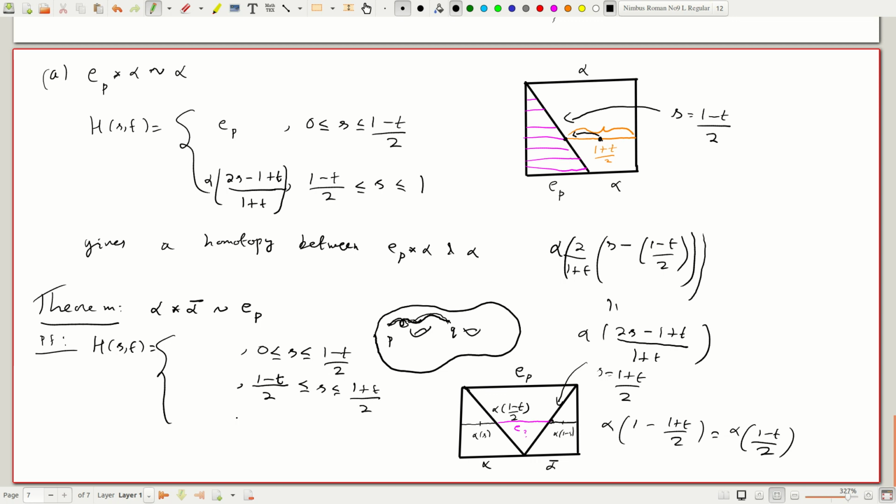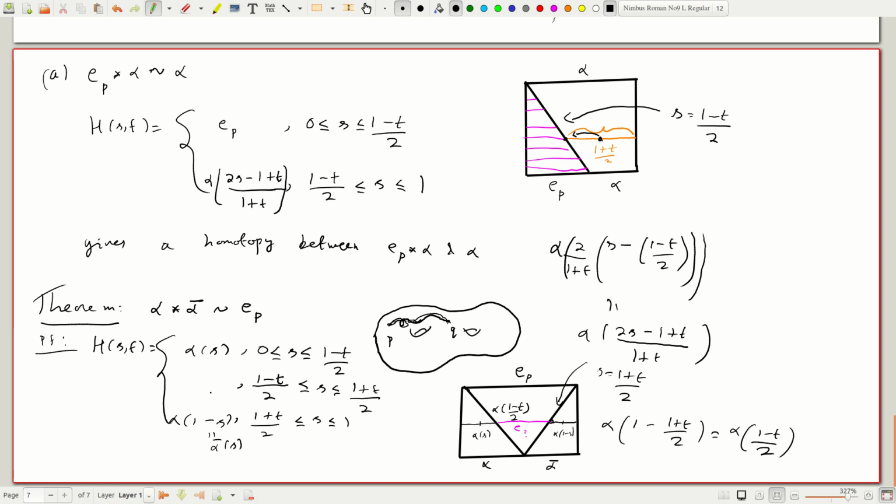Okay, and the final piece is when (1 plus t)/2 is less than s is less than 1. Here, as I said, we are just going to be alpha of s. And here this is going to be alpha of 1 minus s, which is in other words the same thing as alpha bar of s. So it coincides with alpha bar.